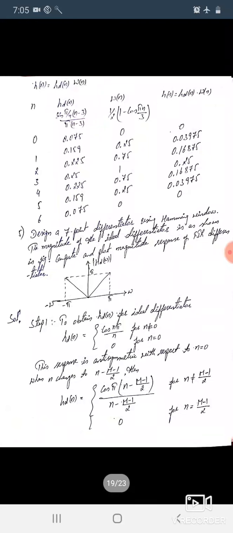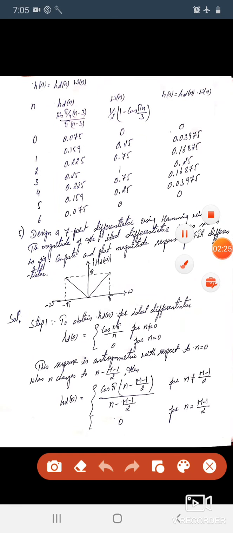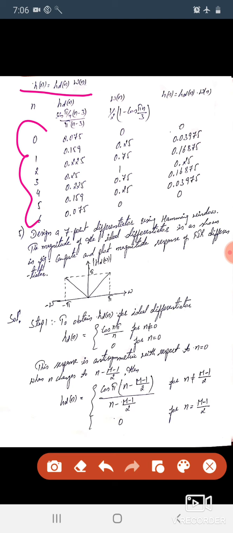Next, what you have to do? We have to go for finding h of n. h of n is nothing but hd of n into omega n. Next, substitute different values for n, then find out h of n. You will get the result like this. This is how it is done using a Hanning window.